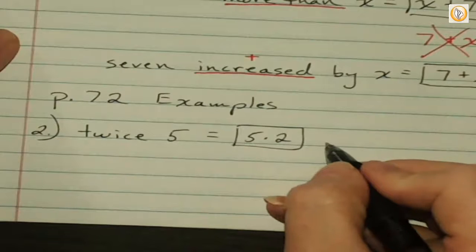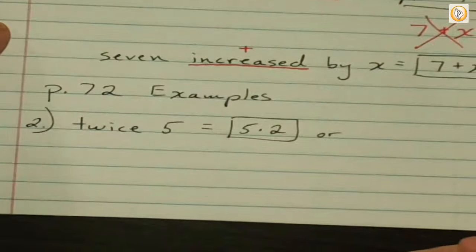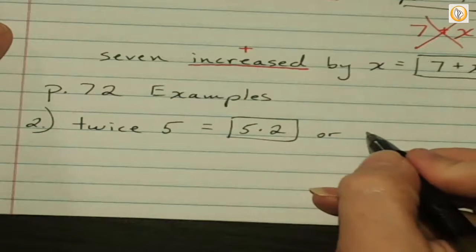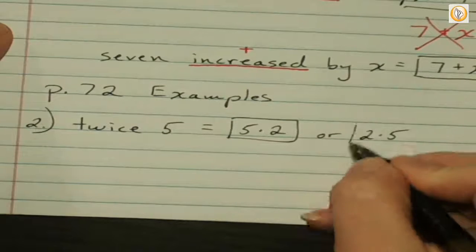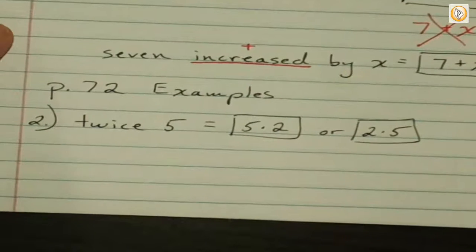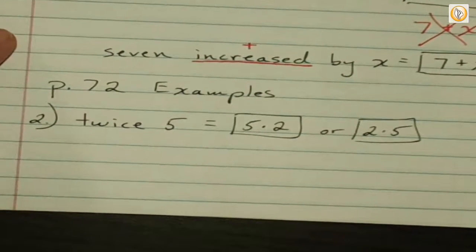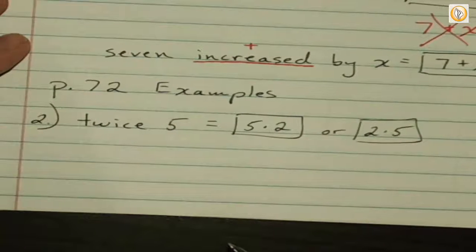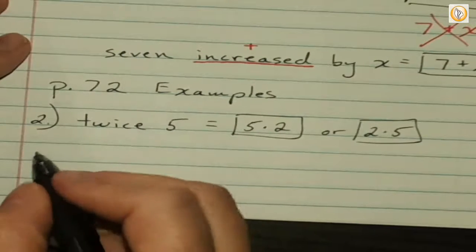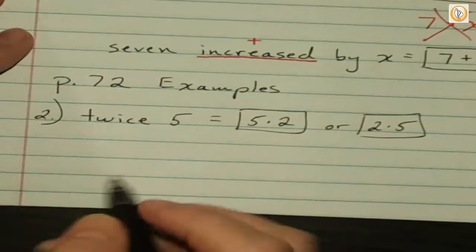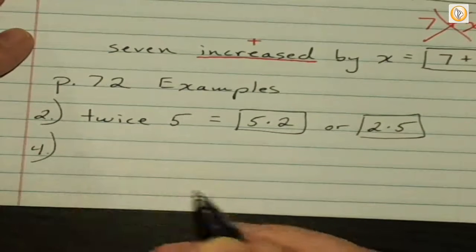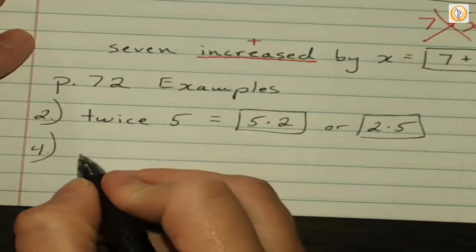I'll put the x. Or, technically, like Atalia's been saying, does it really matter if you switch them? You get the same answer. So twice 5 is 5 times 2. Would you count it wrong if we wrote it that way? If you understand what that means, that makes me happy.